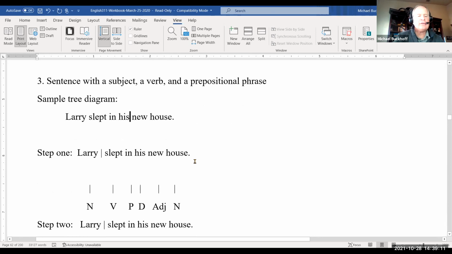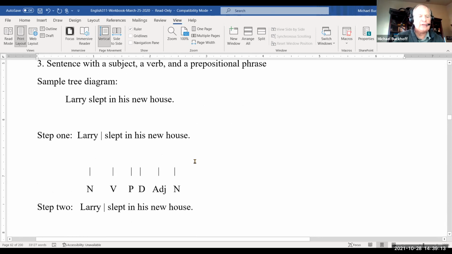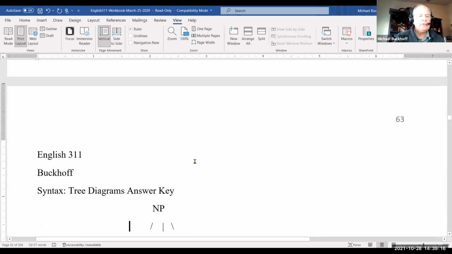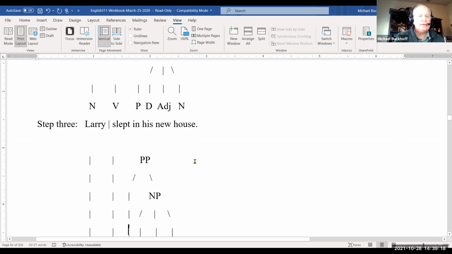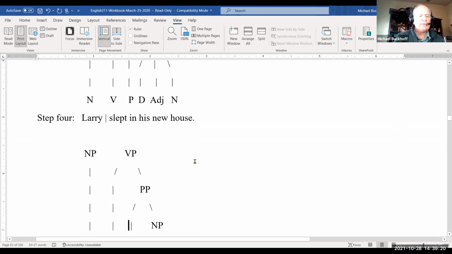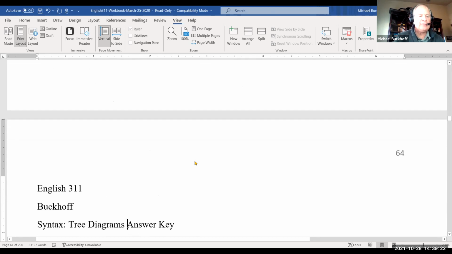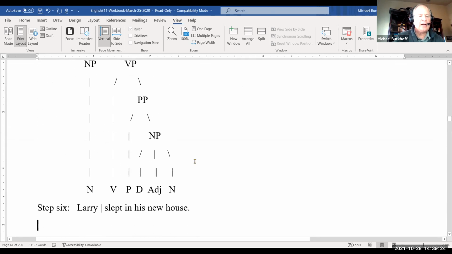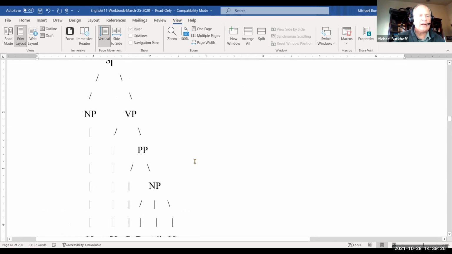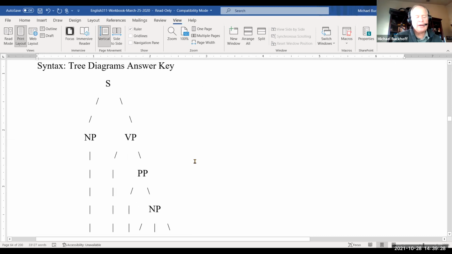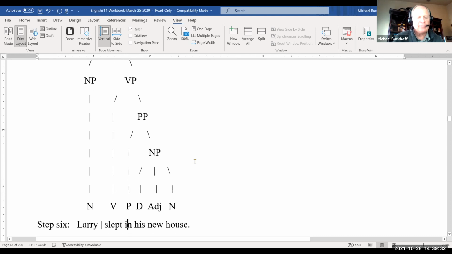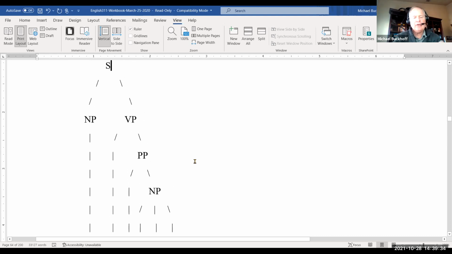So Larry slept in his house, right? So you can see step 1, step 2, step 3, step 4, step 5, and then finally we can see the whole thing right there. So initially what I'd recommend is you diagram the sentence and just go to the final step, right? And see how you did. If your diagram is similar to the one you see in the workbook, you're fine.